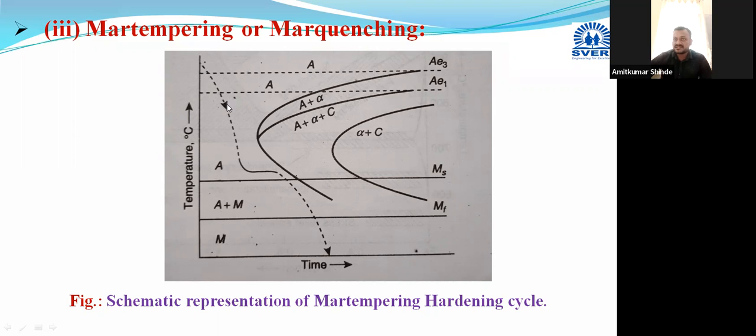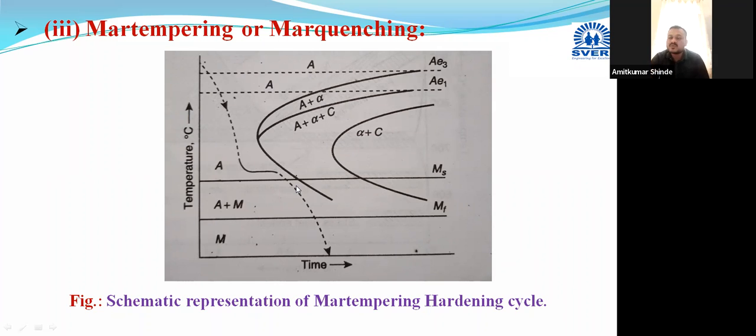First, rapid cooling is done in the water medium just below the nose temperature, or just slightly above the MS temperature. In this region, we hold the component at some constant temperature for a definite period of time, before it crosses the TTT diagram. Then we suddenly cool it in water or air to get the martensite here. Now this kind of martempering or marquenching is used in high carbon steels or alloy steels. We are using this.